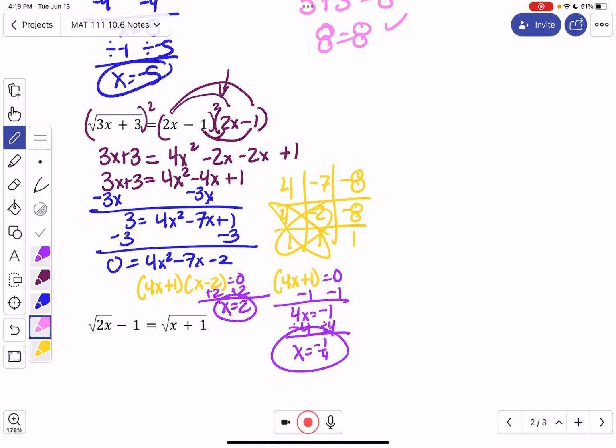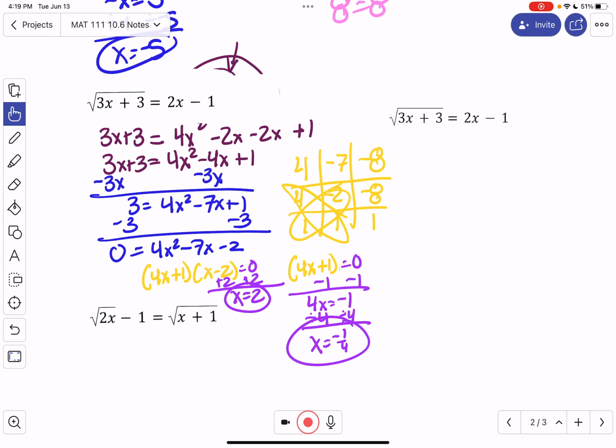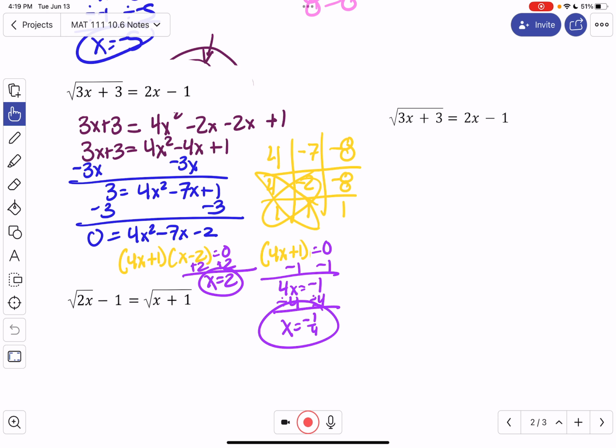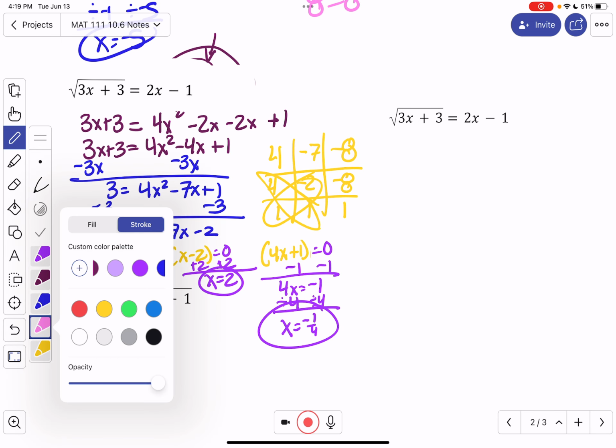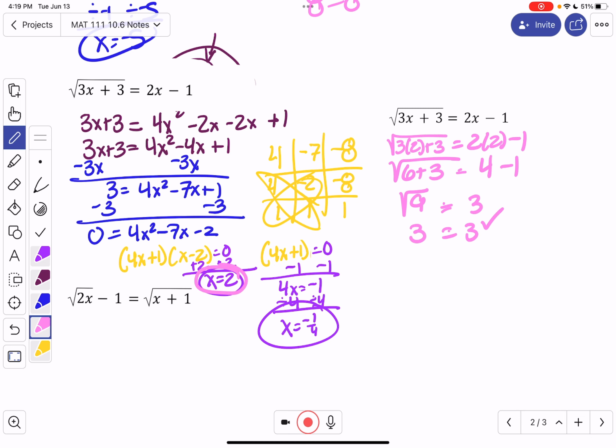Now we need to check them. So we're going to go back to this original equation here, and we're going to plug in the 2 instead of x. So if I did this, we would say 3 times 2 plus 3, and then 2 times 2. 3 times 2 is 6. 6 plus 3 is 9. Square root of 9 is 3. 2 times 2 is 4. 4 minus 1 is 3. 3 equals 3, so 2 is okay.